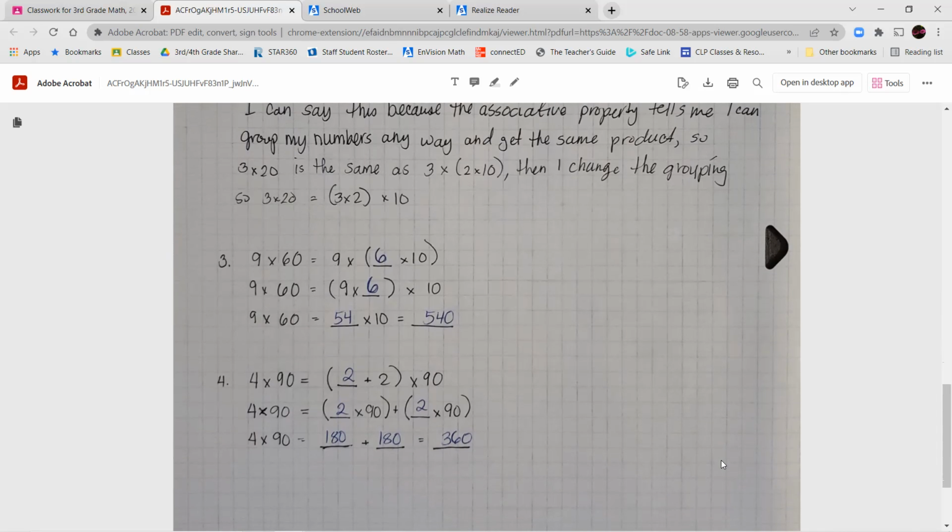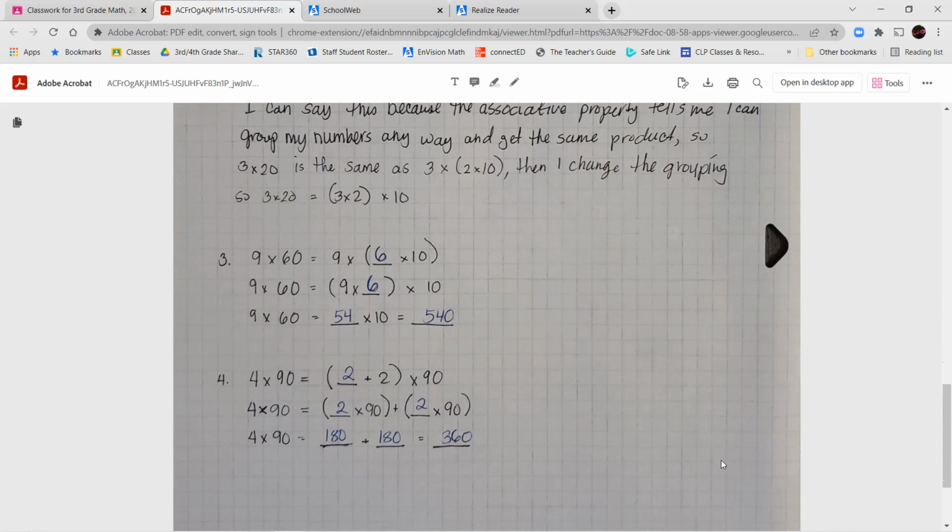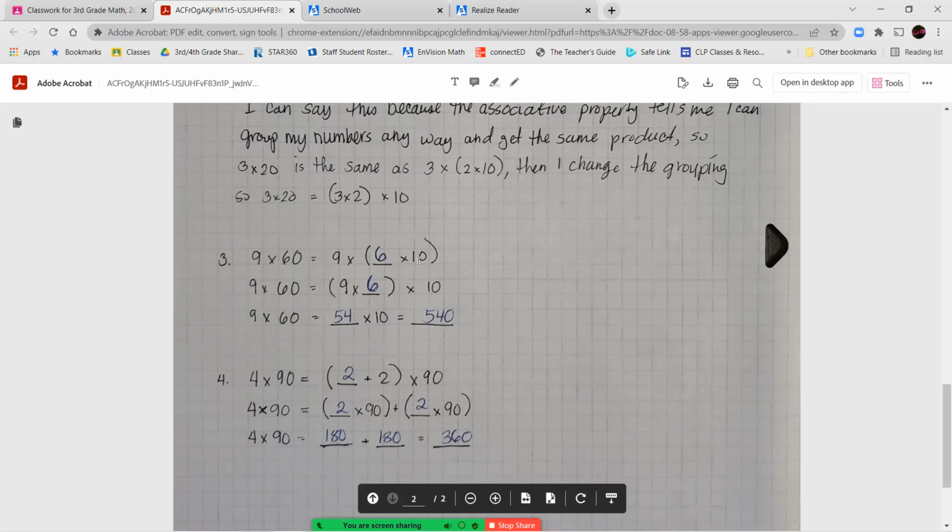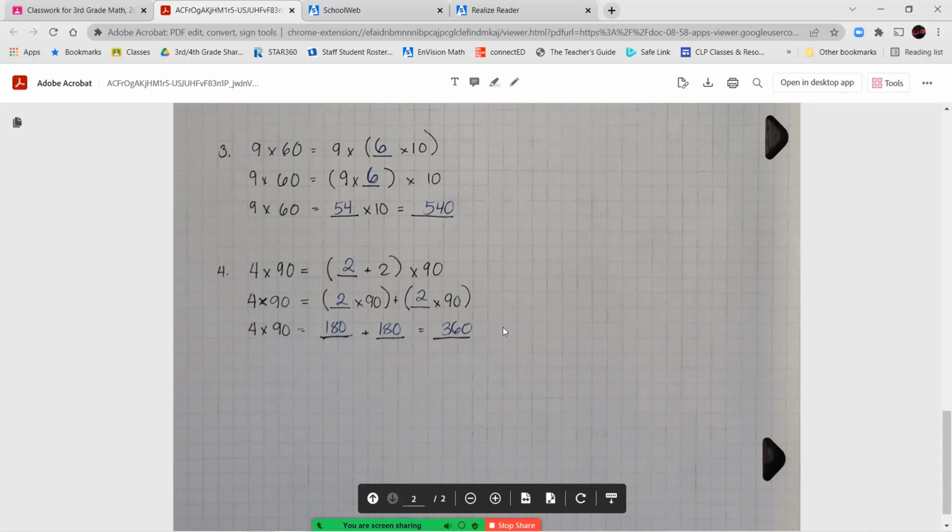For numbers 3 and 4, we were filling in the missing numbers. So for number 3, they showed us how to solve this problem using the associative property, and number 4, they used the distributive property. So 9 times 60 is the same thing as saying 9 times 6 times 10, or 6 groups of 10. I'm going to move my parentheses around the 9 times 6, which gives me 54, and then multiply that by a group of 10, which led me to 540.